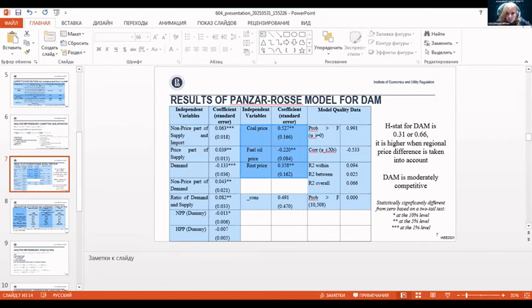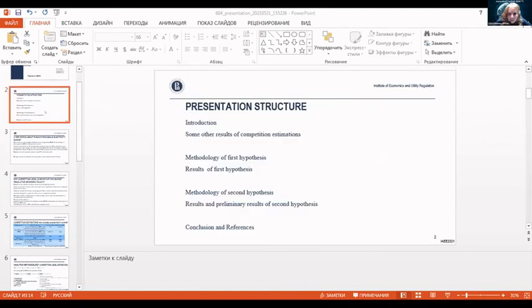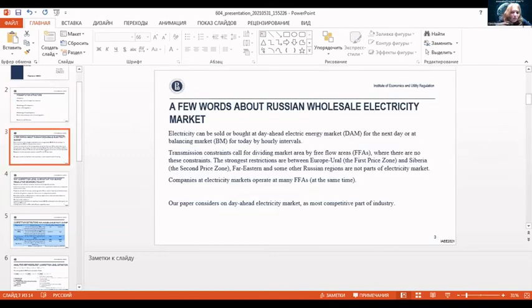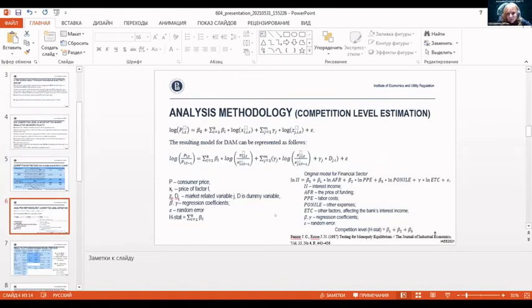If you allow me, I have only one question. Tatiana, I'm not familiar with this kind of model. Is it possible to explain if this is a first attempt to use a Panzar-Rosse model in the electricity market, and if yes, why you decided to choose this model among a panel of other types of models?